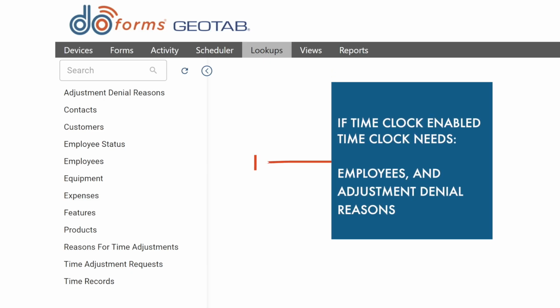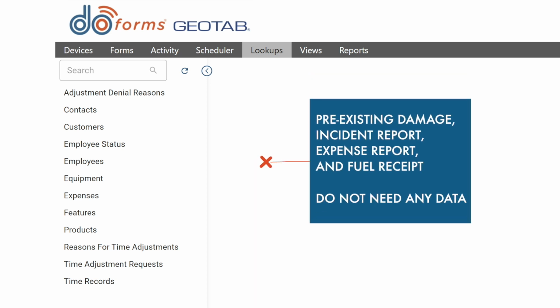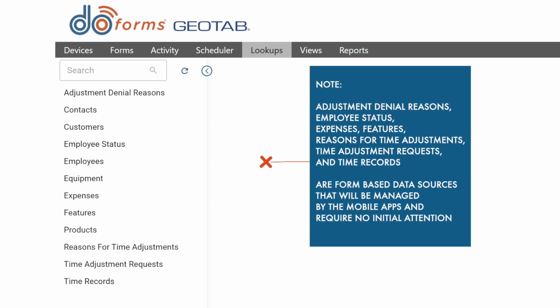If the time clock is enabled and you'll be allowing adjustment requests, you'll need the following data for the process adjustment solution: employees and adjustment denial reasons. Pre-existing damage, incident report, expense report, and fuel receipt don't need any data. Note: adjustment denial reasons, employee status, expenses, features, reasons for time adjustments, time adjustment requests, and time records are form-based data sources that will be managed by the mobile apps and require no initial attention from the web user.